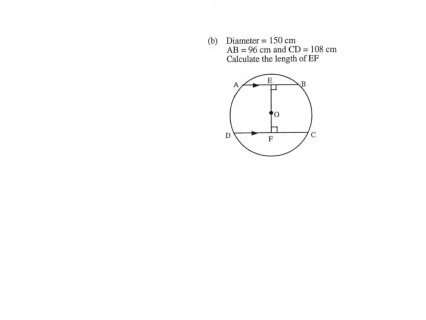The diameter of this circle is 150, which means that the radius is 150 divided by 2, which is 75 centimetres. What I'm going to do is to draw a radius in like so, and I'm also going to draw another radius in like so. So really what we have here is two calculations involving Pythagoras.